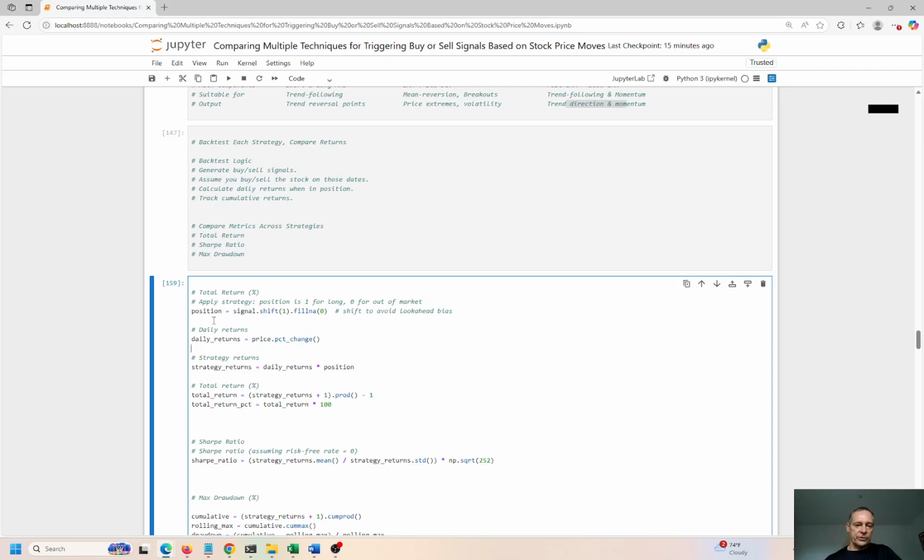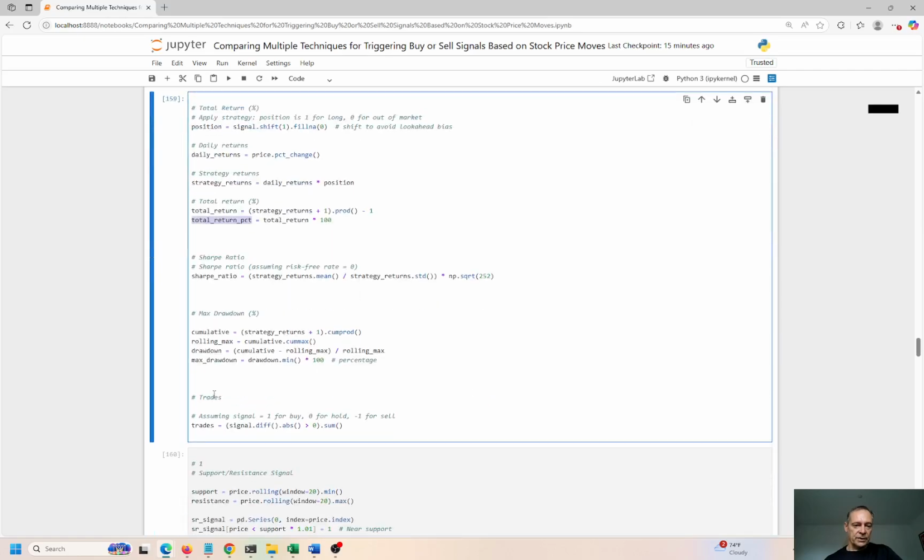So I'm going to look at the total return percent. I look at the daily returns, the strategy returns, which is the daily times the position, and then the total returns and the total return percent.